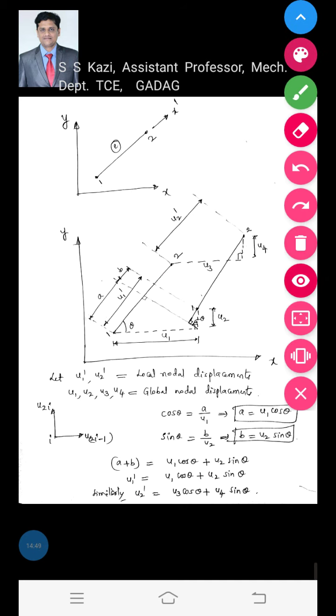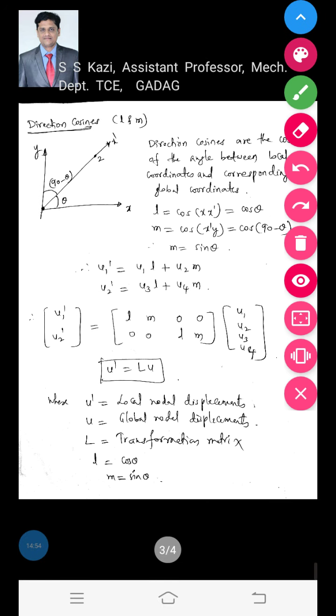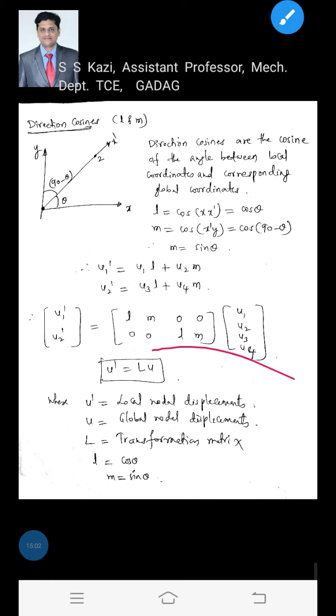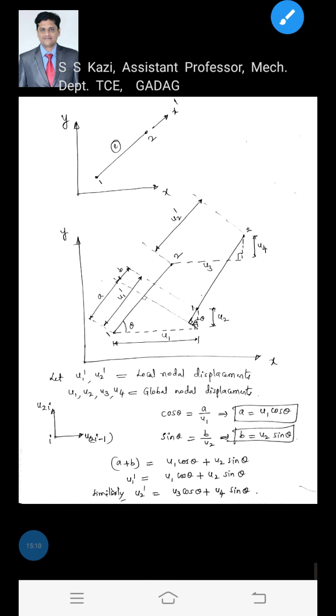Now we will move on to the next page. Now the direction cosines. I hope you have understood the previous page. Now we got u1 dash is equal to u1 cos theta plus u2 sin theta, u2 dash is equal to u3 cos theta plus u4 sin theta. u1 dash and u2 dash are the local displacements. u1, u2, u3, u4 are the global displacements.